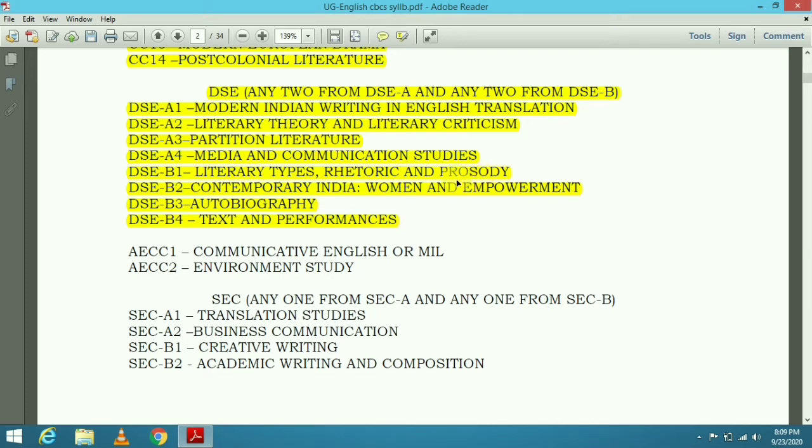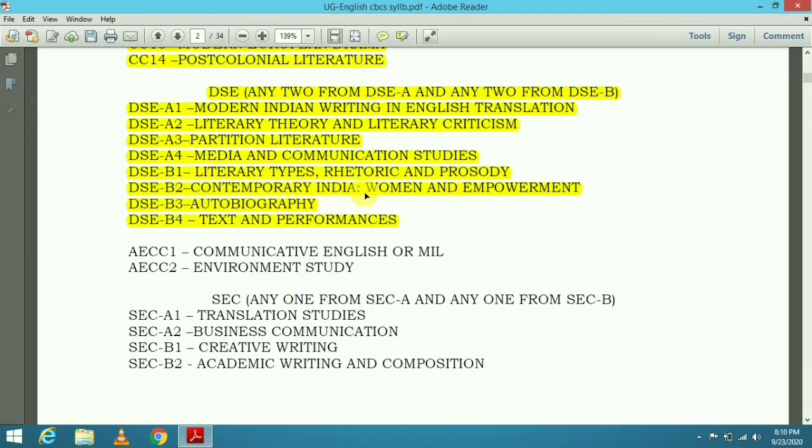DSC B1, literary types, rhetoric and prosody. In rhetoric you have to find out alliteration, you have to find out personification. Those rhetorics you have to find out in poetry. And prosody is the study of meter of the verse. Verse means poem, the lines. You have to study the lines, and you have to find out what meter it is written in.